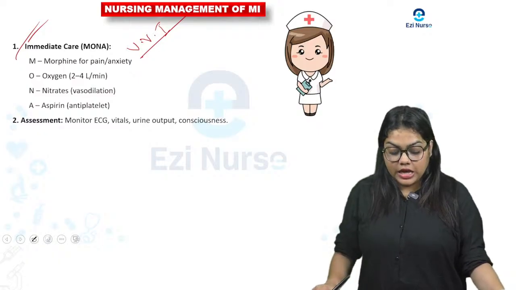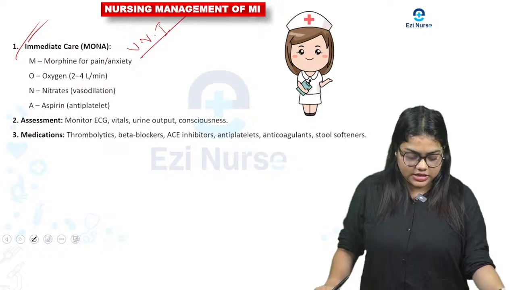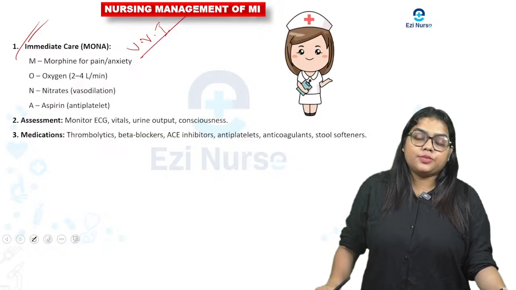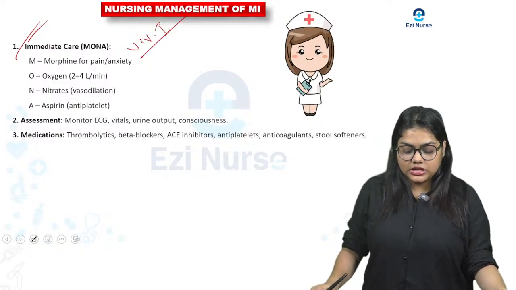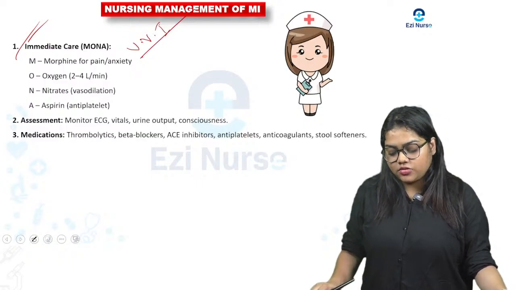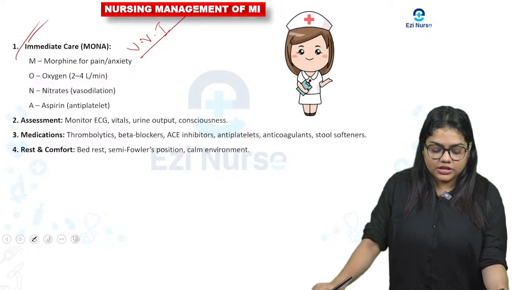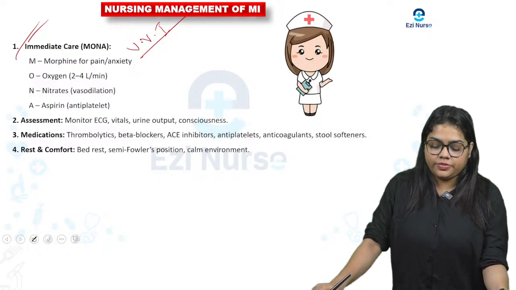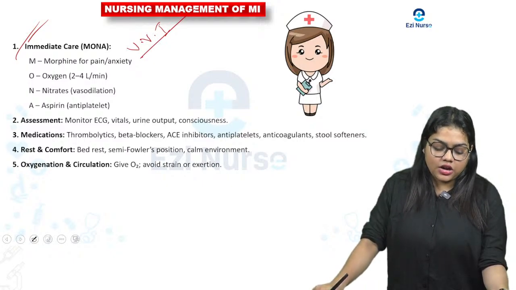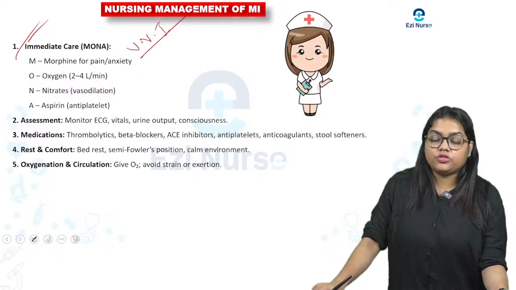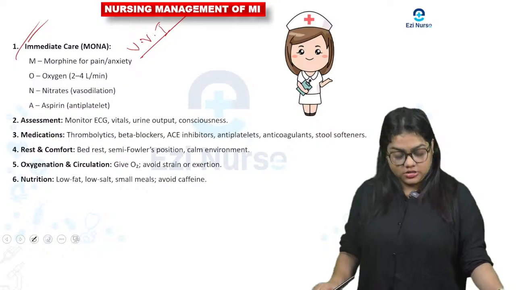Then we have to do the assessment: monitor ECG, vitals, urine output and consciousness. As medication we can give thrombolytics, beta blockers, ACE inhibitors, antiplatelets, anticoagulants and stool softener. For rest and comfort we can give the patient bed rest, semi-Fowler's position, and a calm environment. Then for oxygenation and circulation, we have to give oxygen and avoid any kind of strain or exertion.